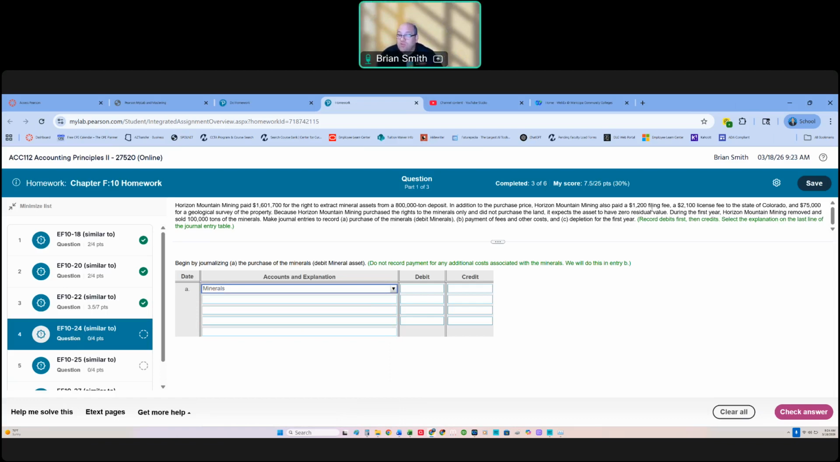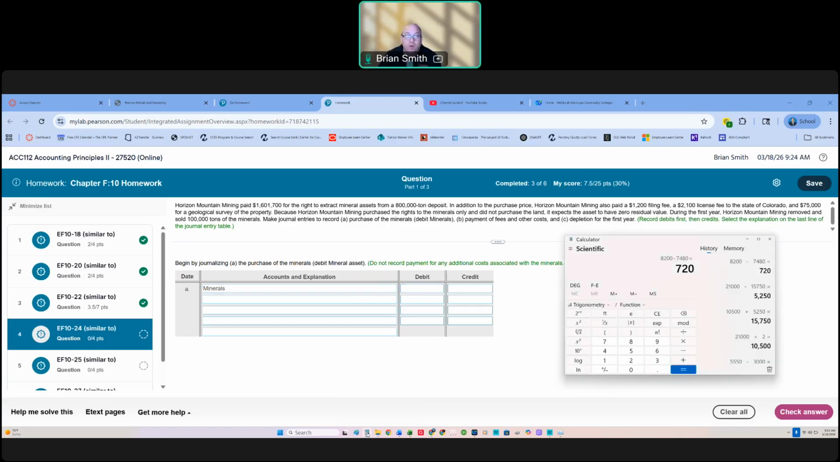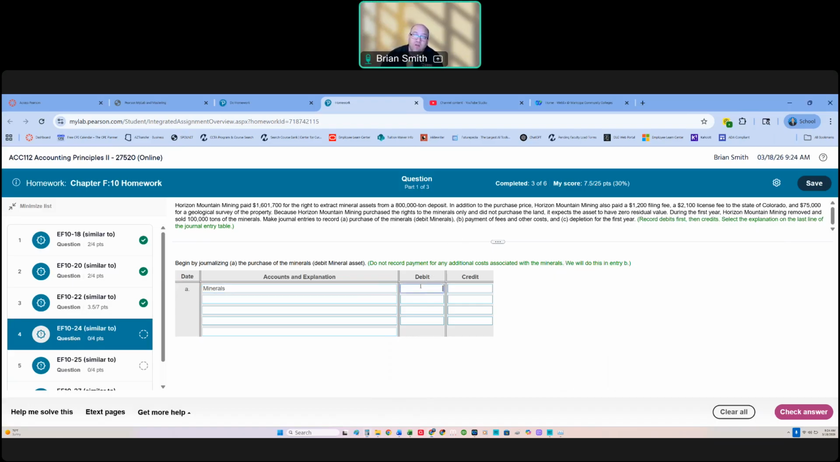Also paid a 1,200 filing fee, license fee in the state of Colorado. It's probably not high enough for them. Geological survey. All those costs are going to be put into the cost of the mine. So we're debiting minerals for the total amount of all this. So we got 1,601,700 plus 1,200 plus 2,100 was 75,000. Wish they'd give you ones that are not like just everything, because it would make it easier. 1680.